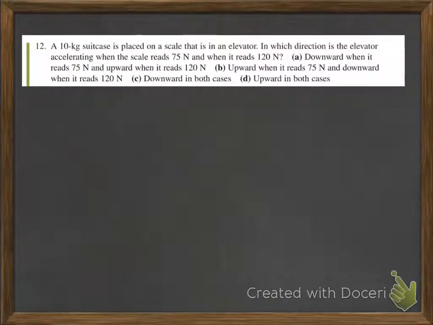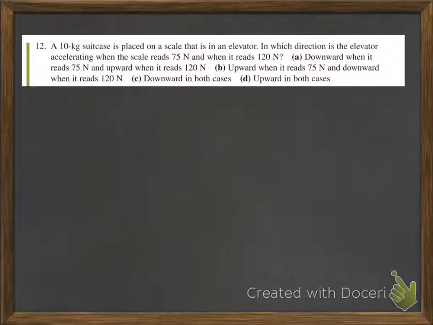The second concept question states a 10-kilogram suitcase is placed on a scale that is in an elevator. In which direction is the elevator accelerating when the scale reads 75 newtons and when the scale reads 120 newtons? So right now we have to focus on those slides that I told you, whether apparent weight is greater than your true weight, where does the acceleration go?